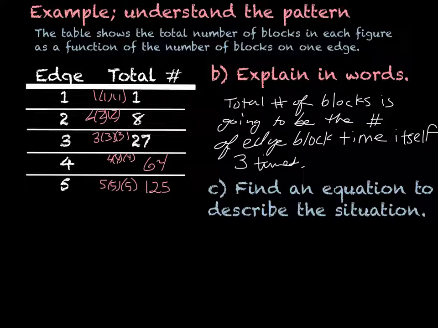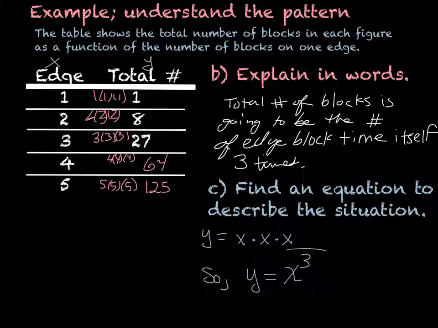Okay, and the next step is to find an equation to describe this situation. So we want it to be y equals something. We want our total number to equal something with an x in it. So what did we do? We took that x value times itself 3 times. x times x times x. If we simplify that, we would have y equals x cubed. So that would be your equation.